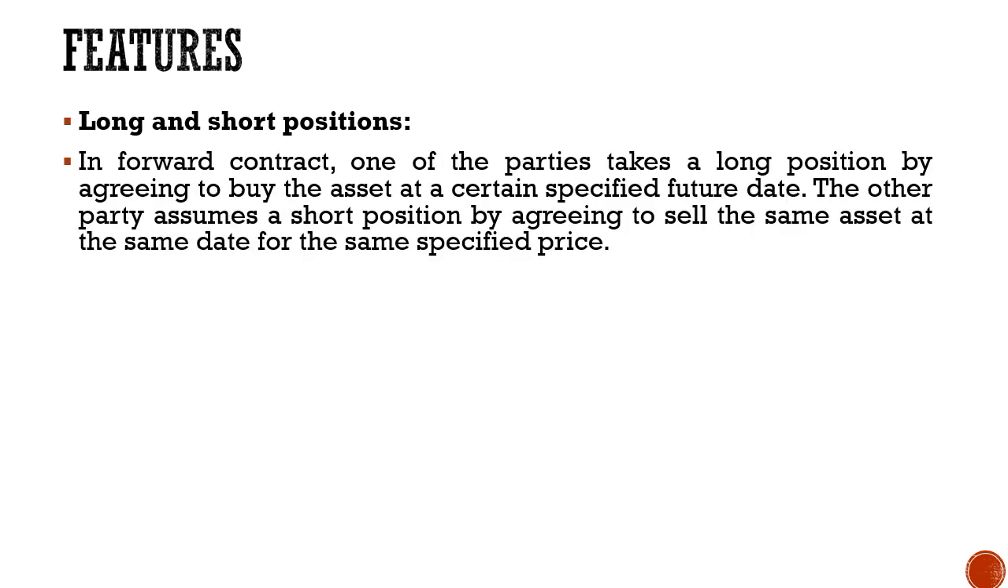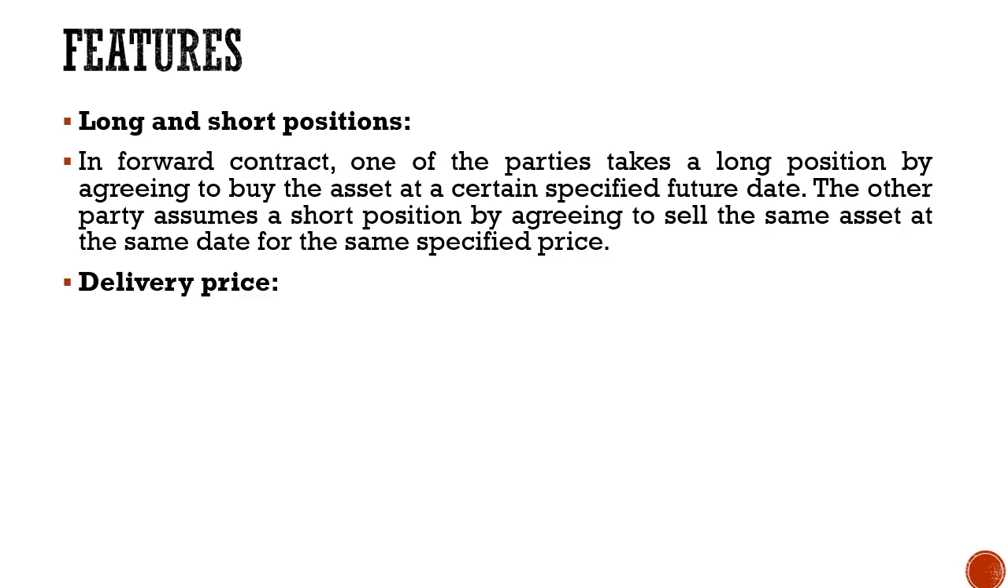The next feature is the long and the short position. In a forward contract, one of the parties takes a long position by agreeing to buy the asset at a certain specified future date. On the other side, the other party assumes a short position by agreeing to sell the same asset at the same date for some specified price. So here buying of a forward contract is known as long position and selling is known as the short position.